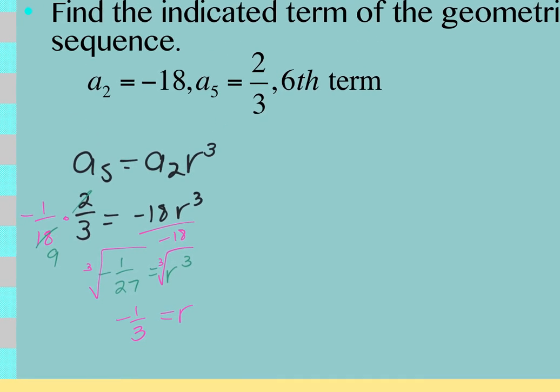So if I want the equation, I could plug it back in, but I only need to get to the 6th term, and I have the 5th. So what could I do? Just multiply 2/3 times negative 1/3, and I get negative 2/9.